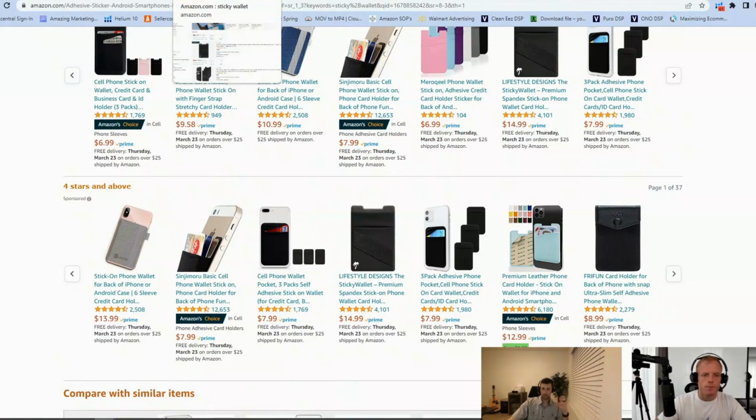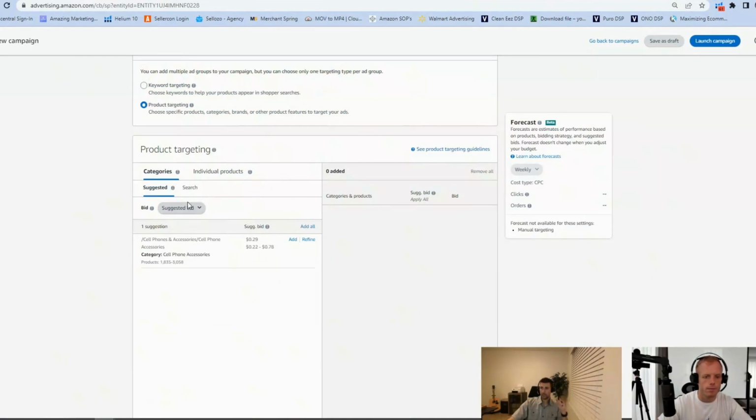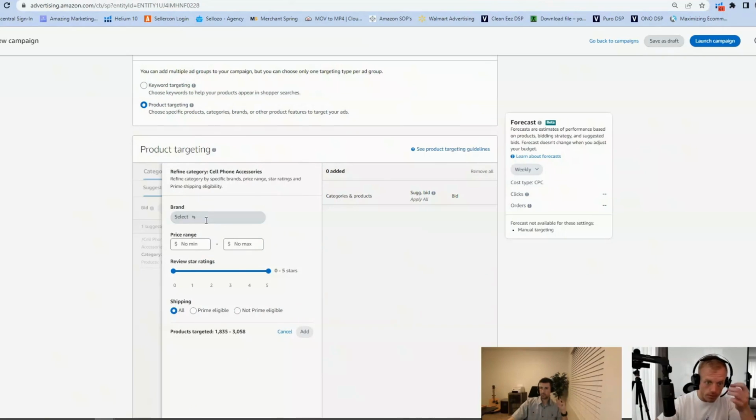There's not a whole lot of control over product targeting aside from putting in the ASIN. And so in here, you have categories or individual products. The category is cell phone accessories. My opinion, that's super broad. You can refine that if you want to. You can do specific brands. You can do different review ratios, a price range between a certain amount, prime eligible or not, etc. It'll give you the estimated amount of products within that search that you're looking for.